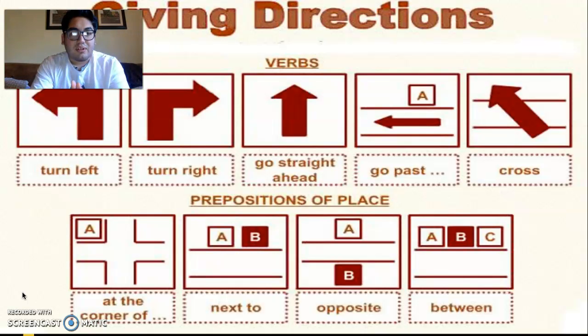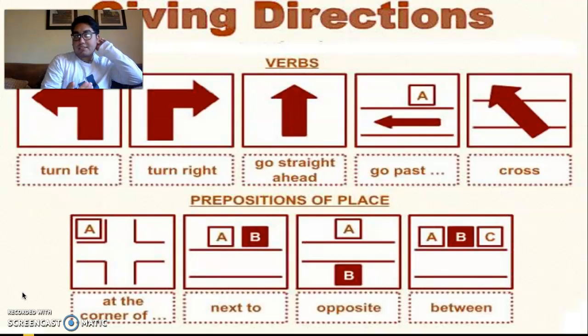Okay? Well, today we're going to learn how to give directions. We use this vocabulary to tell somebody how to get to somewhere. Usamos este vocabulario para decirle a alguien cómo llegar a algún lugar. So we have turn left, gira hacia la izquierda. We have turn right, gira hacia la derecha. Go straight ahead. Sigue derecho. Go past sería pasa.